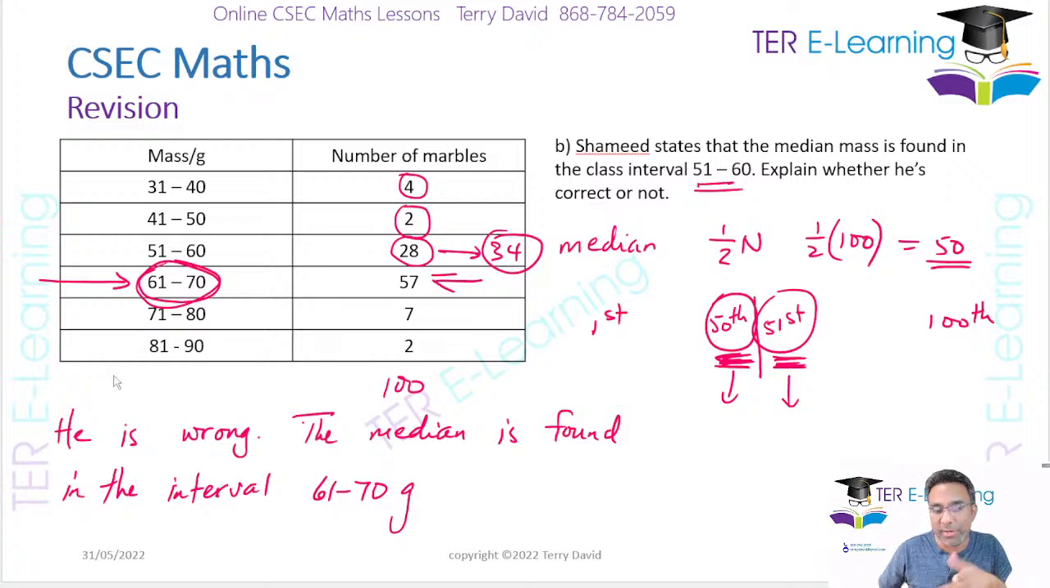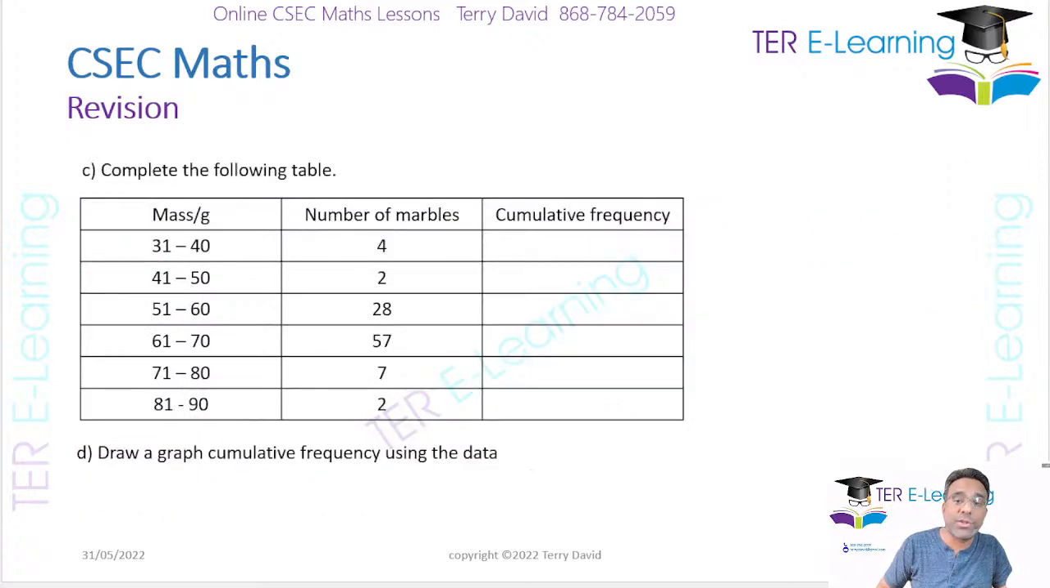Right? So I'm going to move on because I have several things I want to go through. Now, what could be asked, and they said in the broad topics that you may get a cumulative frequency question. So I have the same data here. I have mass, I have number of marbles, and I want to complete this table. I want to figure out what my cumulative frequency is. Now, this is very easy to fill out.